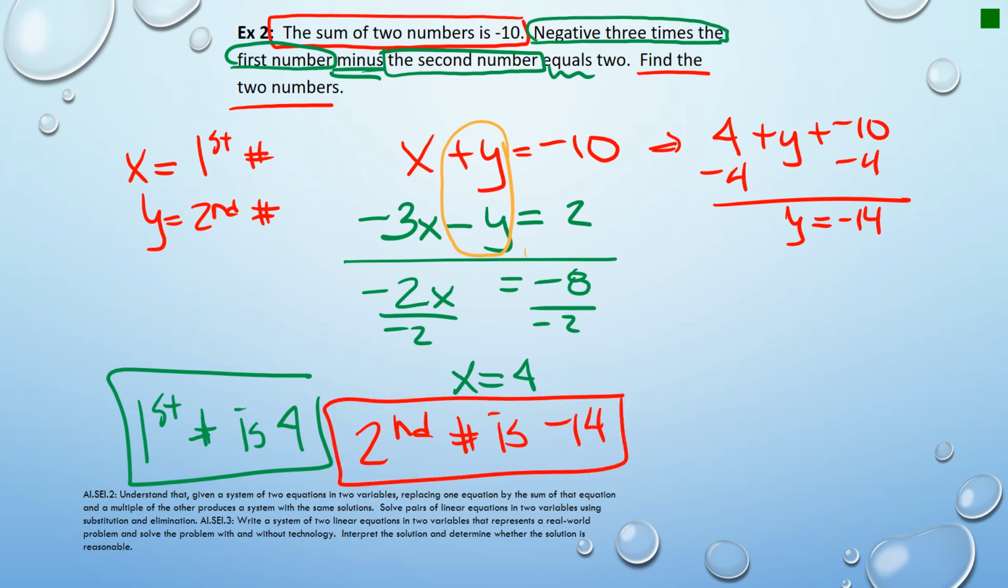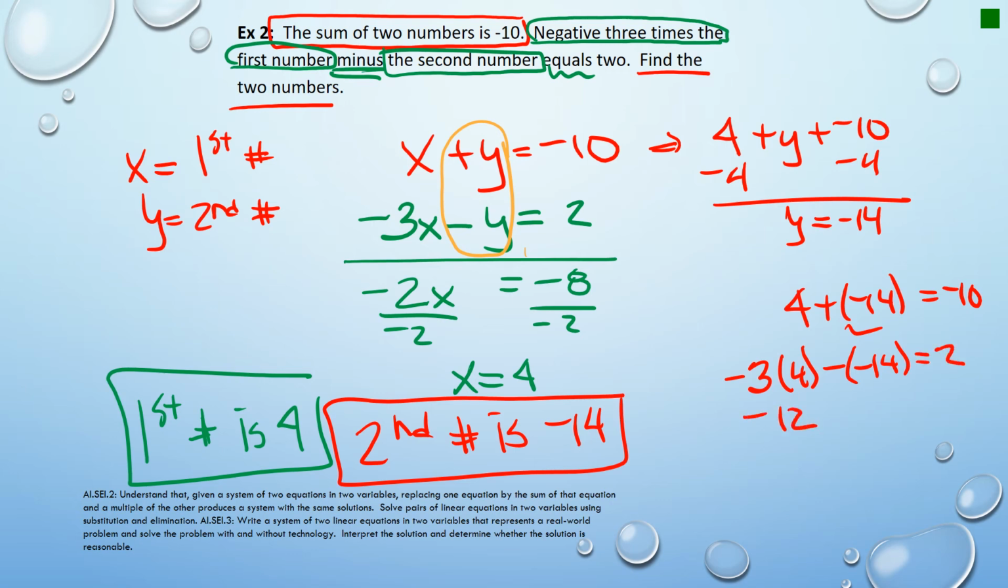Now let's check. If I add 4 and -14, do I get -10? Yes. If I take -3 times 4 and subtract -14, do I get 2? That's -12 plus 14. Yes. So it worked. Oh, we are so smart. We beat those words. There's our secret word. We are smart. Boom, boom.